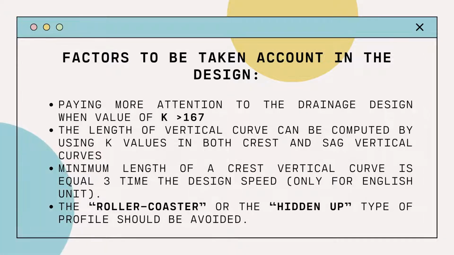Paying more attention to the drainage design when the value of K is greater than 167. The length of a vertical curve can be computed by using K values in both crest and sag vertical curves. The minimum length of the crest vertical curve is equal to 3 times the design speed, only in English units. The roller coaster or hidden dip type of profile should be avoided.